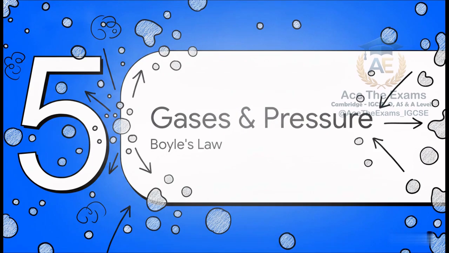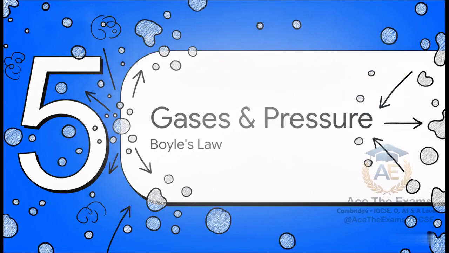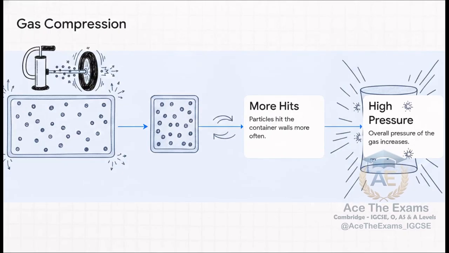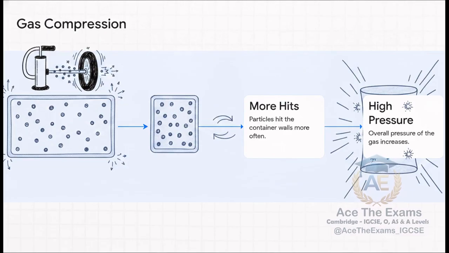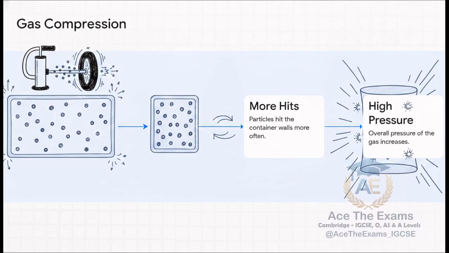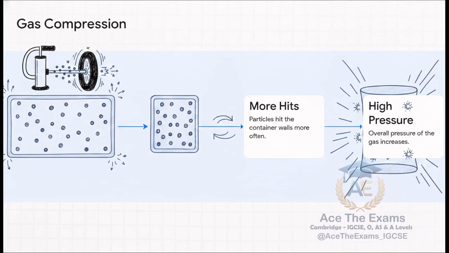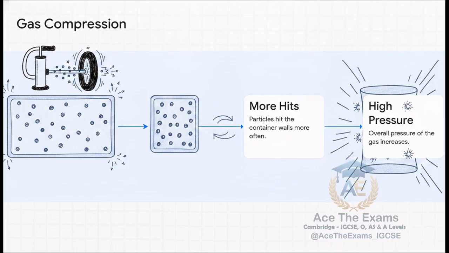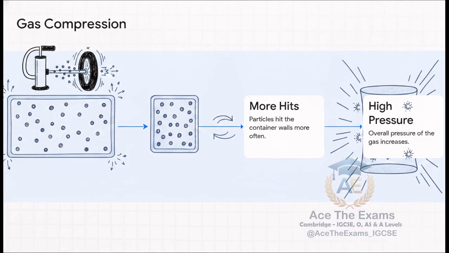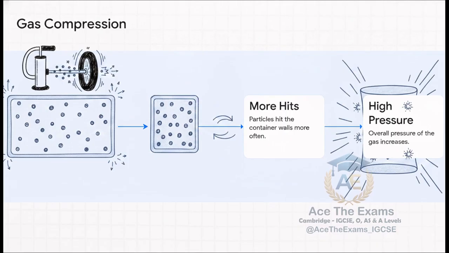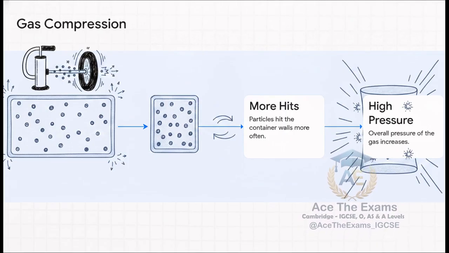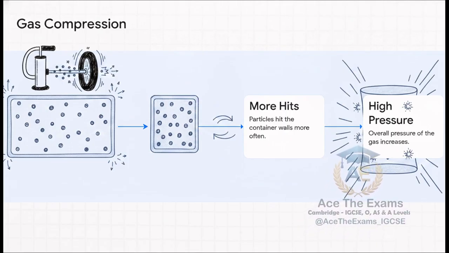Finally, let's dive into Section 5, gases and pressure, and specifically Boyle's law. Let's see what happens when we trap these energetic gas particles in a container. Think about the last time you pumped air into a bicycle tire. Why does it get so hard? Well, the kinetic model tells us that gas pressure is simply caused by millions of tiny particles constantly colliding with the inner walls of whatever container they're in. They hit the wall, change their momentum, and exert a continuous force over the area of that wall.